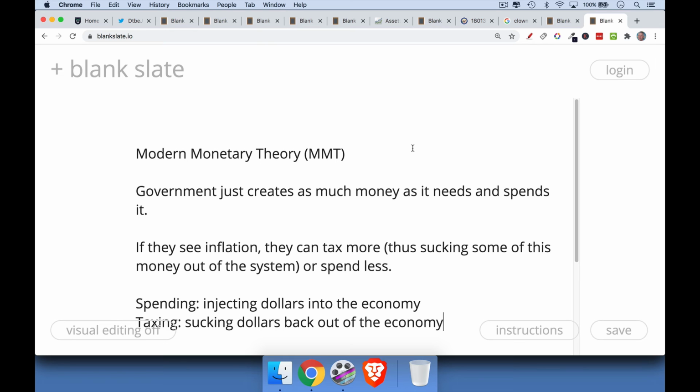But MMT, the government, instead of pretending, instead of going through the charade where the Federal Reserve prints money and gives it to the U.S. Treasury, and the U.S. Treasury gives them a piece of paper saying you own a U.S. Treasury, you own a government bond.